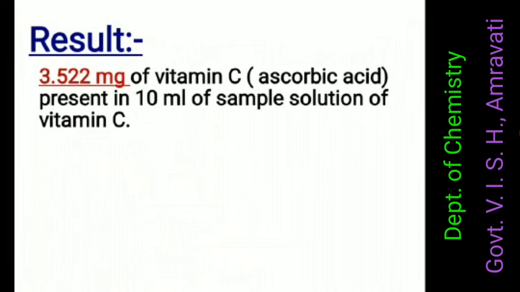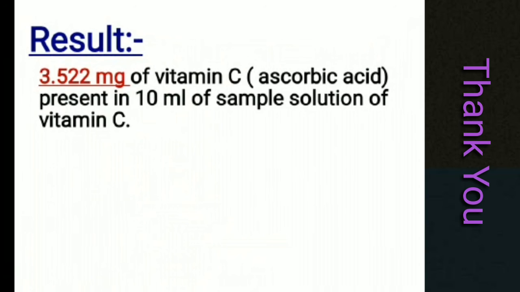After this, let's move towards the last, that is the result. After calculating all these things, by taking the mean, you will get the result, and the result is that 3.522 mg of vitamin C, that is ascorbic acid, is present in 10 ml of the sample of vitamin C. So with this, I hope you have understood the practical, what we have done, and in this way you will have to perform the practical. Thank you.